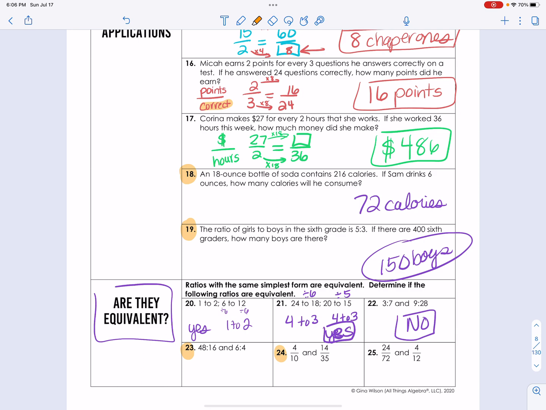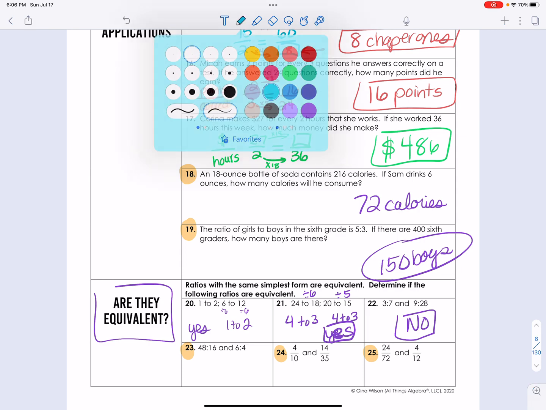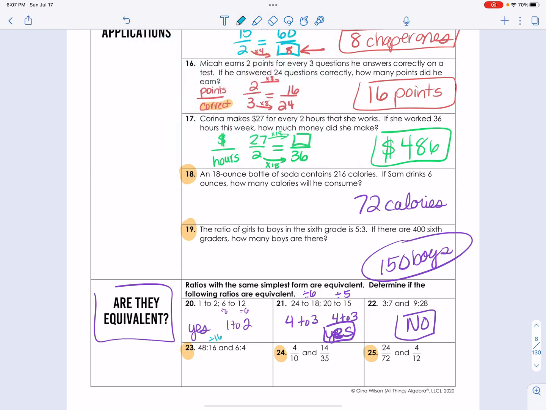All right, I would like you to do 23, 24, and 25, please. Okay, so if I simplify them, I believe 16, I can't think right now. 16 goes into 48, doesn't it? 48 divided by 16, you have your pink sheet. Yes, 3 times. So I can divide both of these by 16. So that would be 3 to 1. And here I can divide both of these by 2, and so that's 3 to 2. So the answer on that is no.